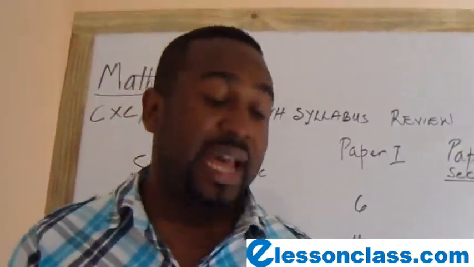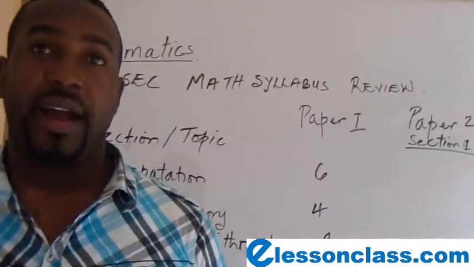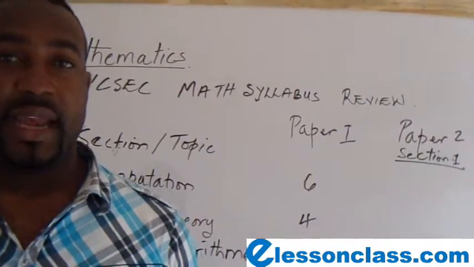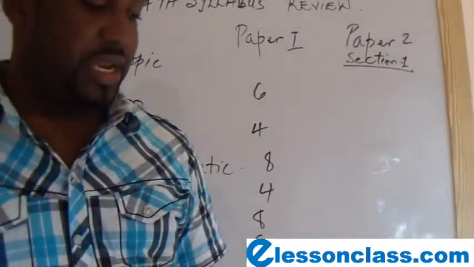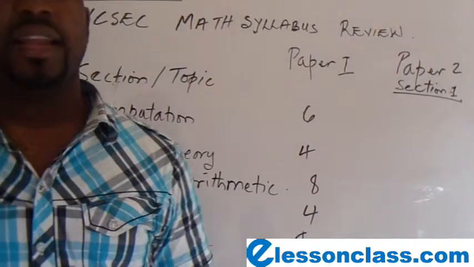Relations, functions, and graphs, 15 marks. Put an asterisk beside that one, 15 marks. So when we reach those topics, pay keen attention. And this is an online thing.